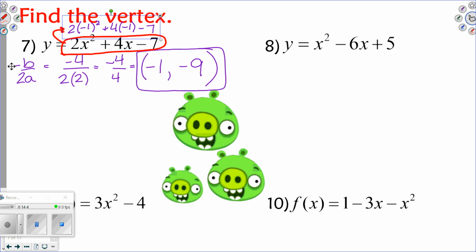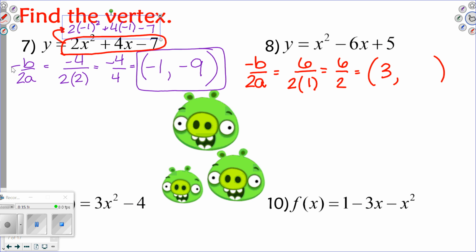So let's look at number 8. So you got to start with negative b over 2a. So what's negative b? 6 over 2 times a, and a is 1. So let's clean up the bottom. That gives me 6 over 2, which is 3. Negative b, yeah, it's always changing it to whatever its opposite is.